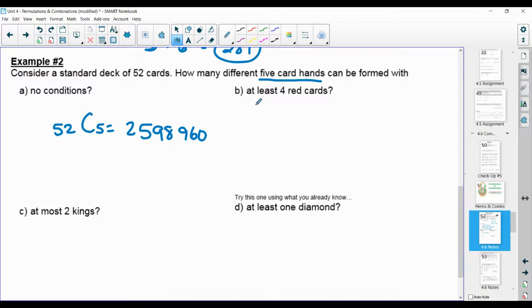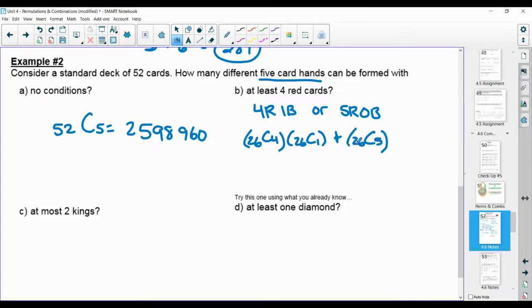Well, what if we want at least 4 red cards? In a 5-card hand, that means we want 4 reds, meaning 1 black, or we want 5 reds, meaning 0 black. So if we write out that scenario, that gives us 26 choose 4, because there's 26 red cards in a deck, times 26 choose 1, plus 26 choose 5, and often that's where we would stop. But again, you can also write out the 26 choose 0. 26 choose 0 is just 1, so it doesn't really change anything.